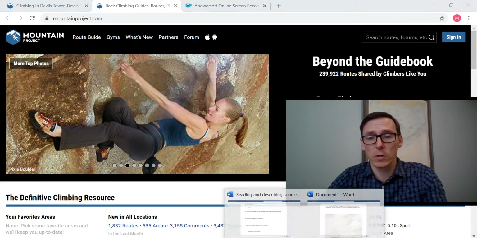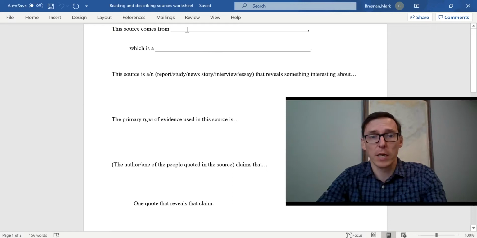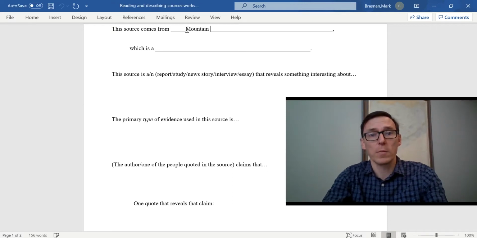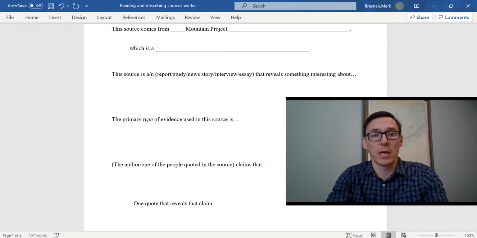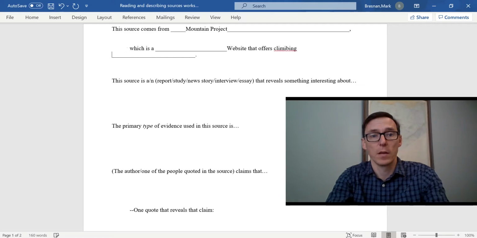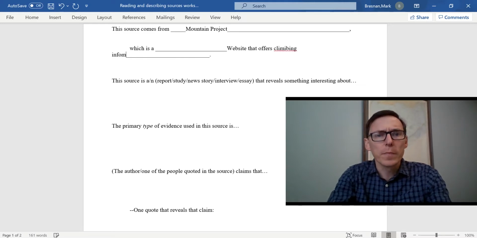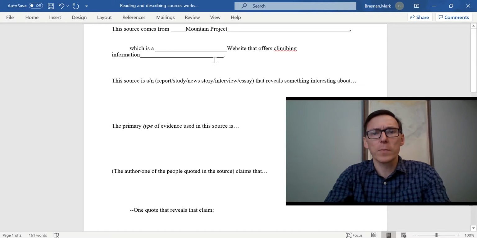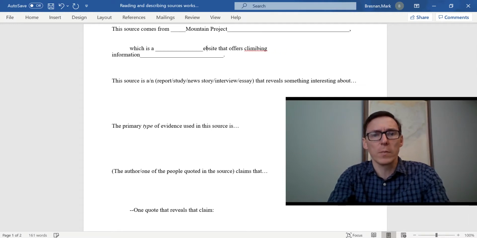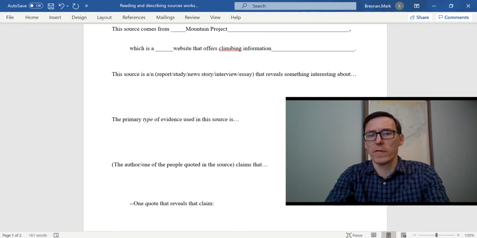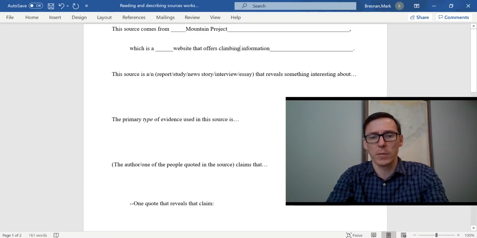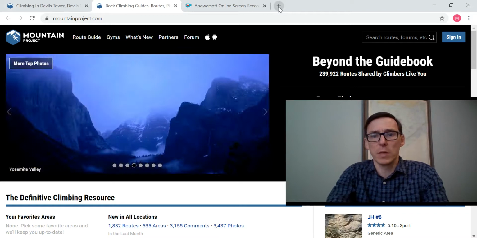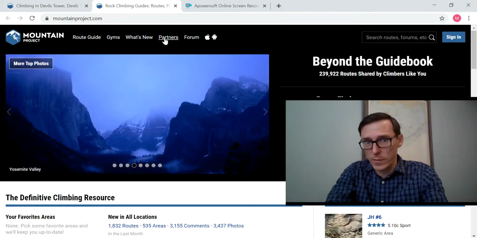So if I was filling out this worksheet, I might write something like this: this source comes from Mountain Project, which is a website that offers climbing information. And if I was particularly confused about a source, if I found something on the web and I didn't know the source, or if I had a journal and I wanted to know more about it, I could always just double check. I could look for more information on the site itself.